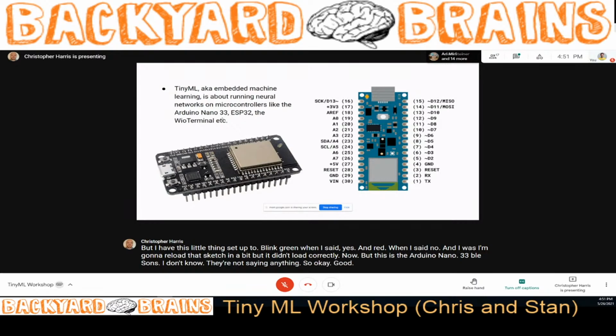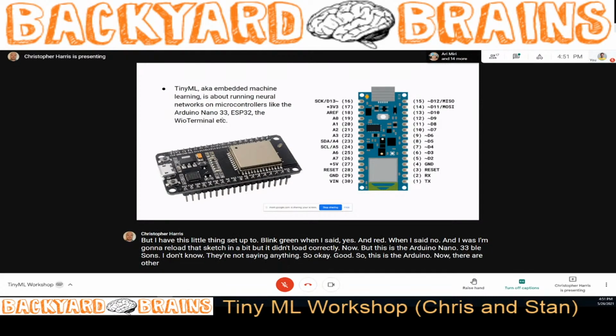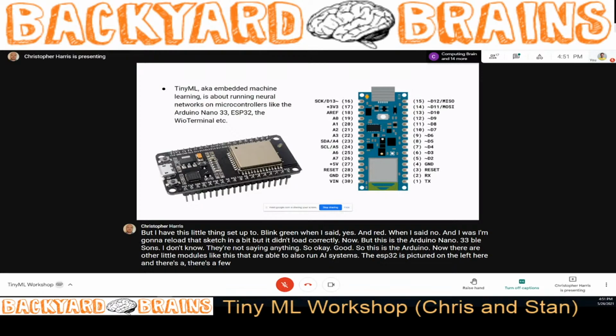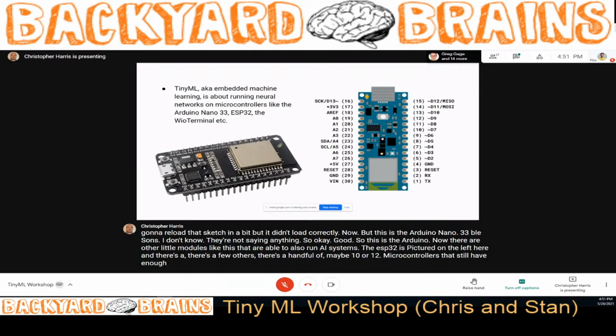Okay, good. So this is the Arduino Nano. There are other little modules like this that are able to also run AI systems. The ESP32 is pictured on the left here, and there's a few others. There's a handful of maybe 10 or 12 microcontrollers that still have enough memory and speed to run AI networks.